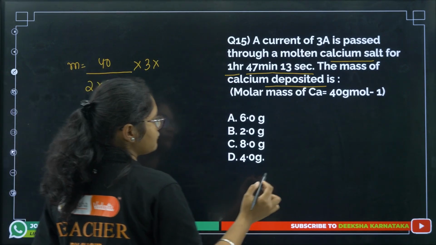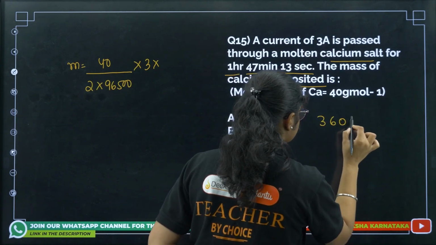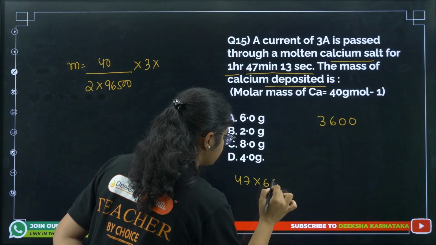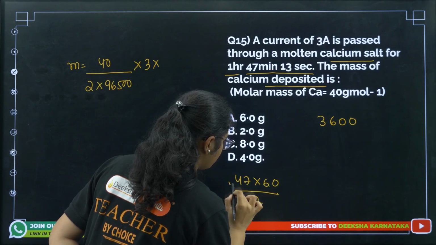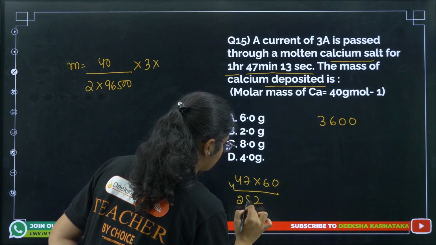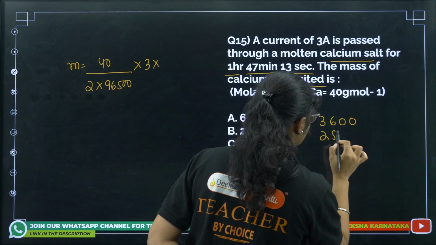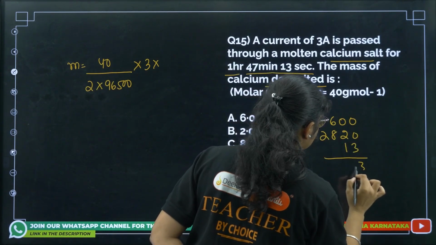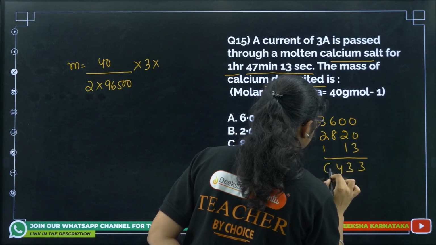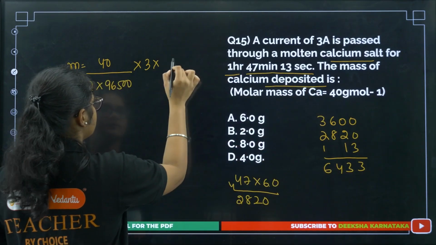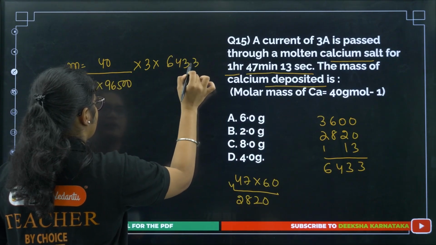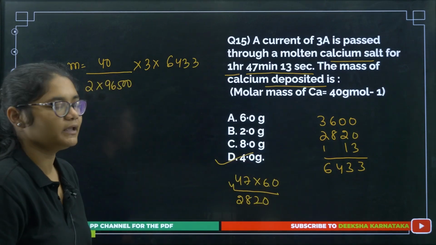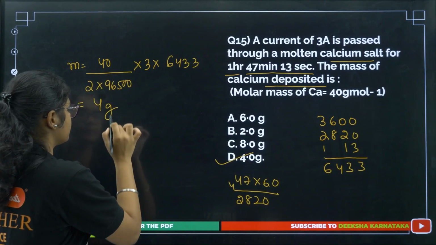Time you need to calculate. 1 hour is how much? 3600 seconds. 47 minutes means what? 47 into 60 seconds. So 6 sevens are 42, 6 fours are 24, plus 4 is 28, 2820, right? Then we have 13 seconds here, right? So I'll get 6433 seconds. Okay, 6433. Now if I solve this, I'll be getting around 4 grams. Okay, the correct answer will be option number D here.